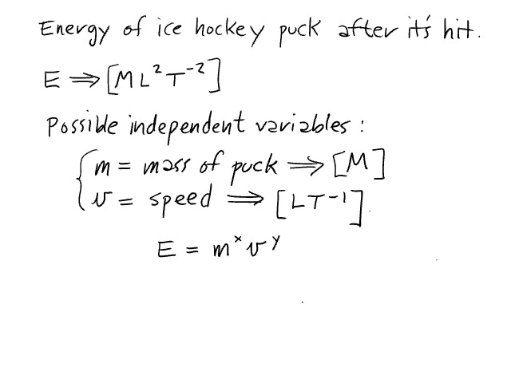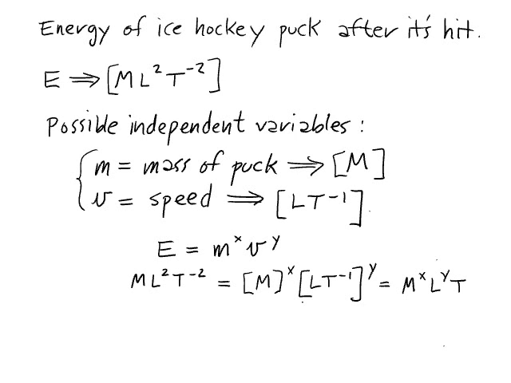Now I'm going to write this in base units. On the left I'm going to have M L squared T to the minus 2 equals my base unit for mass, M, to the x power, times the base unit for velocity, length per time, raised to the y power. Now I go ahead and combine these and match things up. Simplifying this a little bit, this would be M to the x, L to the y, and T to the minus y, I guess, right?